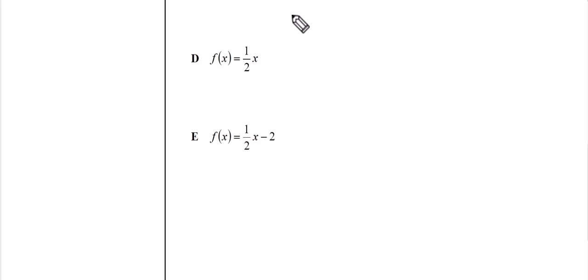For part D, of course, we're going to start off with making it y is equal to 1/2 x. We switch the x with the y. There's no addition or subtraction to do. We want to get the y by itself. It's currently being multiplied by 1/2.